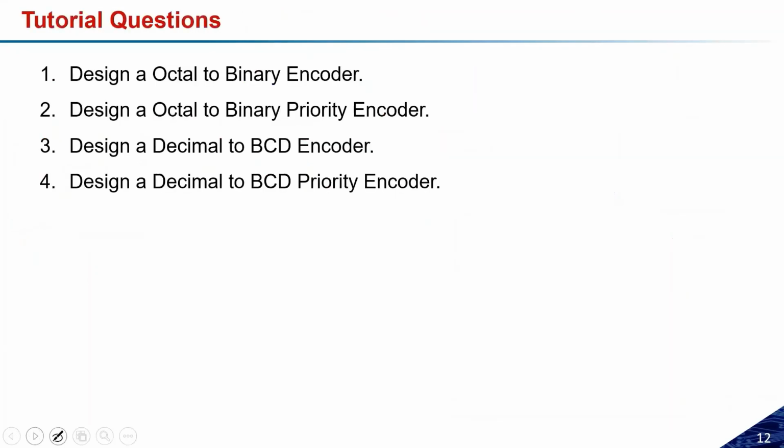Now, here are some tutorial questions for you. You have to design an octal to binary encoder, an octal to binary priority encoder, a decimal to BCD encoder, and a decimal to BCD priority encoder. So this is your homework. Please try to do it at home.